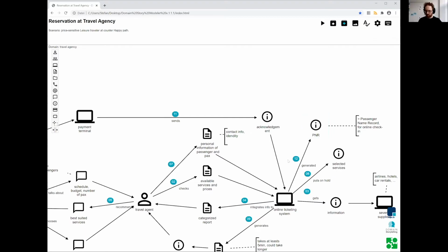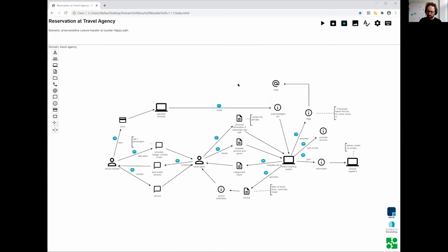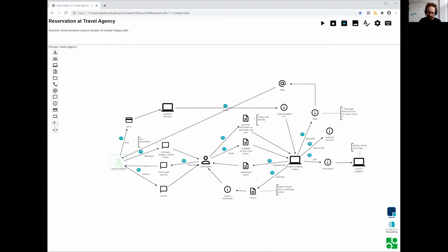Okay, so I can either do it as two steps, or to make it a bit shorter, I can just add an email here and say this is now the PNR in the form of an email. And that one goes to the traveler. Zoom out a little bit. It's typical for this kind of workshop that it looks a bit messy at first. Usually it takes a couple of minutes after the workshop to clean it up a little bit.